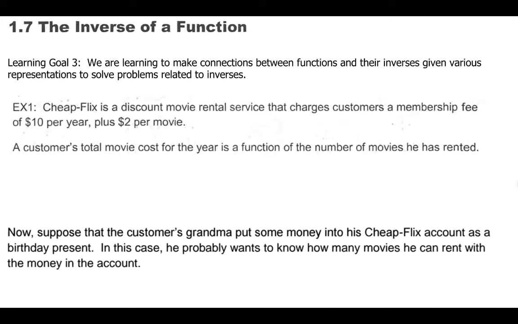Okay, this lesson is on the inverse of a function. So the third learning goal here is we're learning to make connections between functions and their inverses given various representations. So different representations like really just a graph and an equation. Table of values would be similar as well.